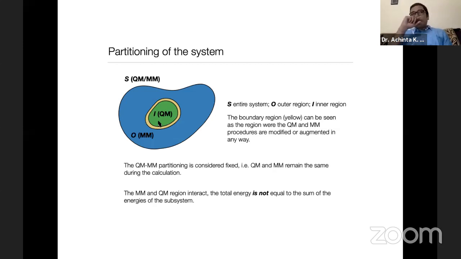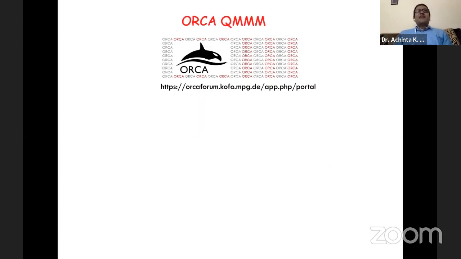One of the reasons QMMM has not become very popular, although it has great potential, is the lack of software. You have good software for doing molecular mechanics, you have good software for doing quantum mechanics, but you don't have software which will marry them together. And that's why they are not black box, even if you have them.